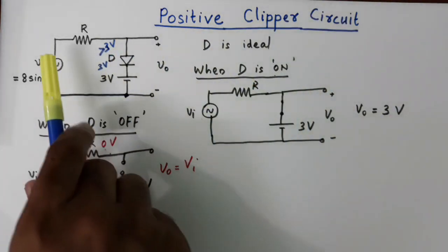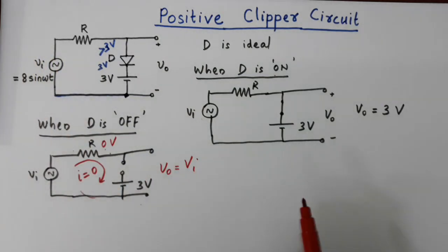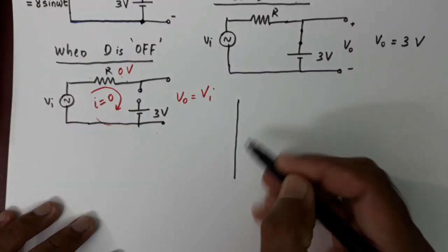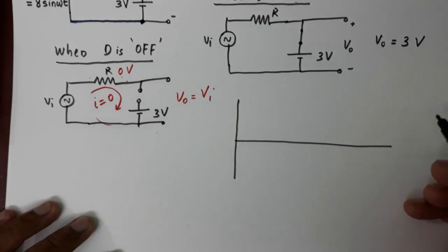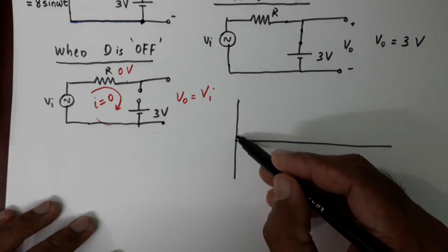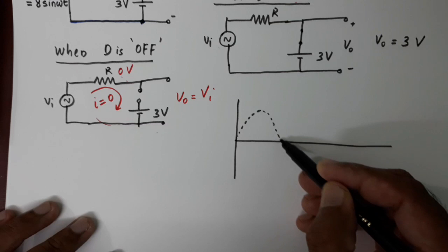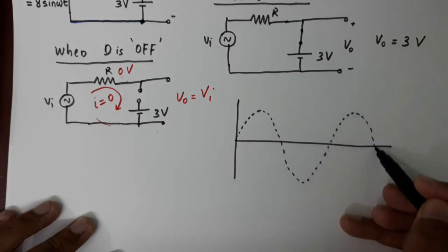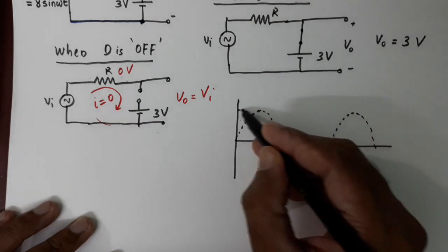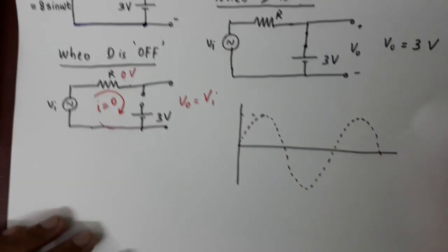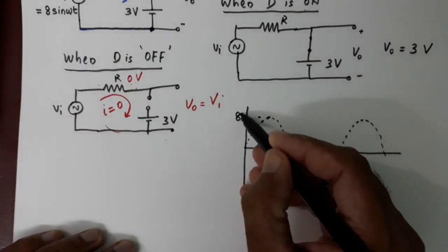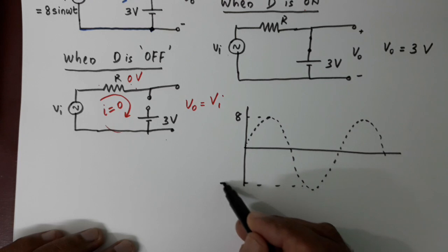So we can draw the input voltage. This dotted line represents the input waveform. This input is a sine wave. What is the peak value? Peak value is 8 volt. So the peak value of the sine wave is 8, and this is minus 8.